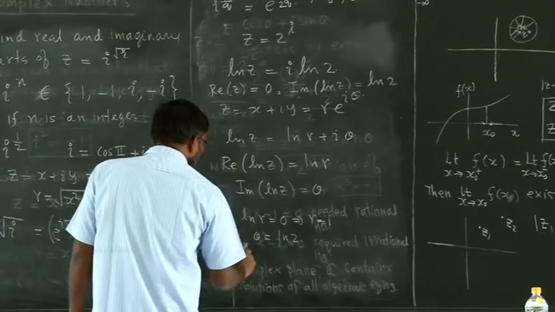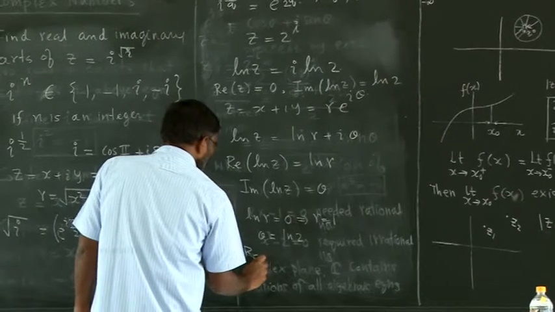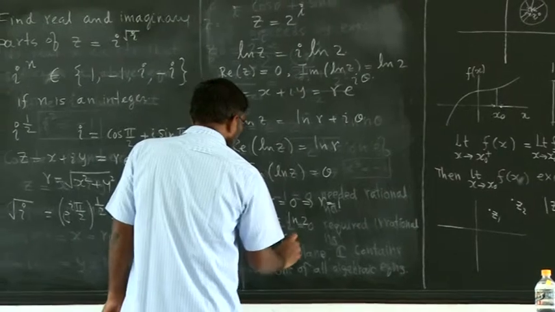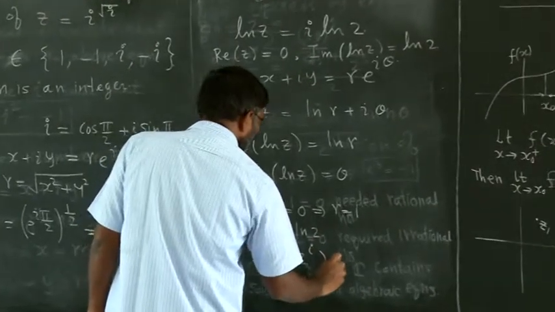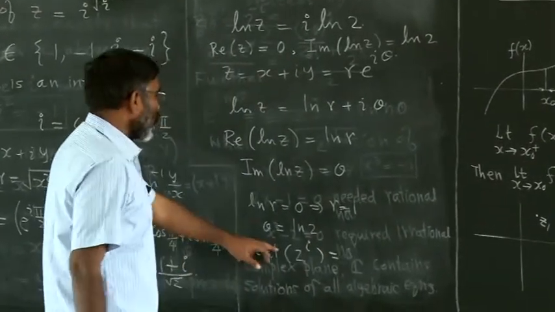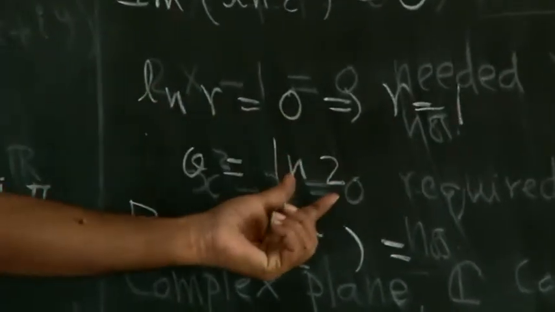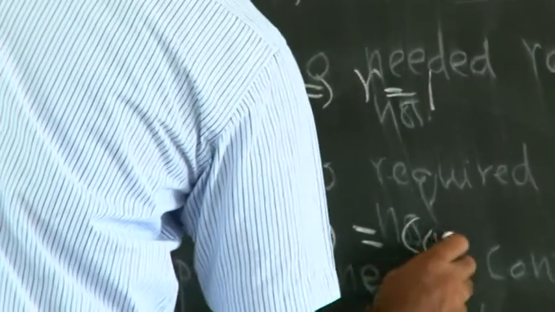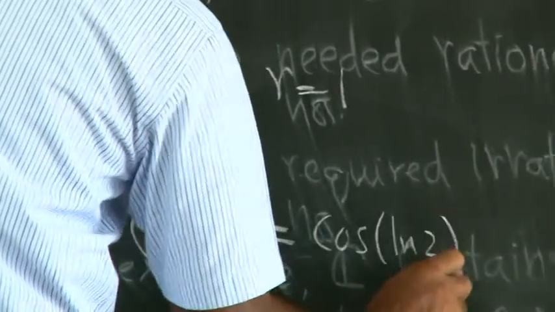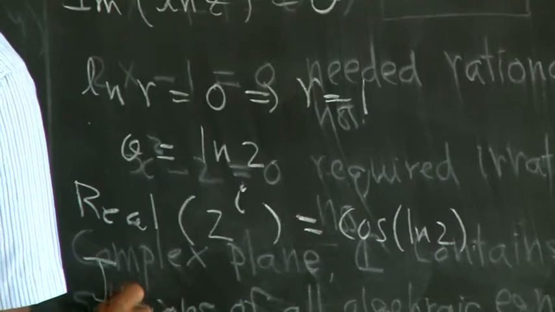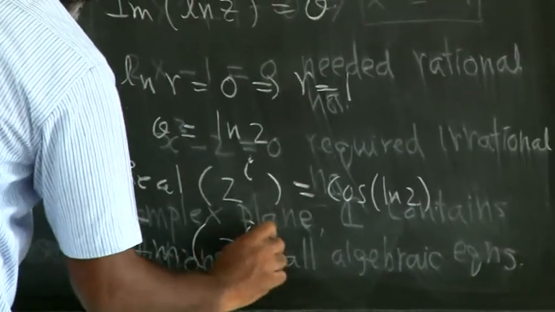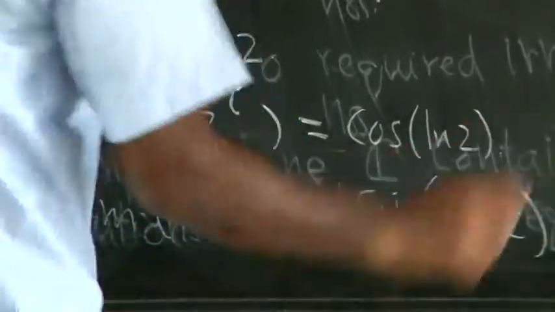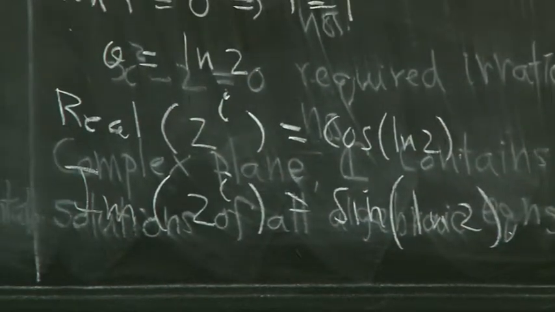So what will be the real part of 2 power I? Real part of 2 power I is equal to r cos theta. It is cos of logarithm of 2. Imaginary part of 2 to the I is sine of logarithm of 2. So it will have both real and imaginary parts.